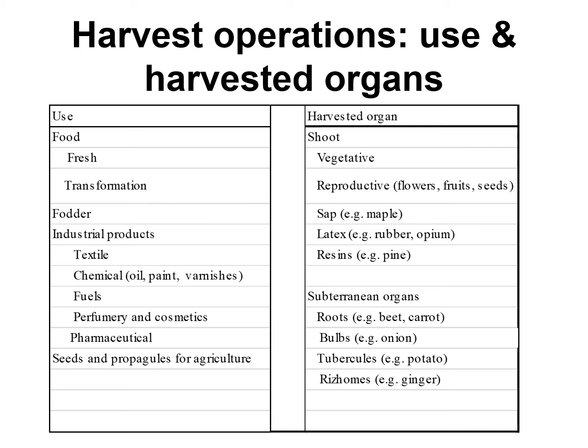In terms of the harvested organ, we might be collecting parts of the shoot that can be vegetative organs or reproductive organs, flowers, fruits, or seeds. And in some special cases, we might be collecting sap, like in maple, latex, like in rubber or opium, or resins, for instance, in pines. In the case of subterranean organs, we might be harvesting roots for beets or carrots, bulbs like onions or garlic, tubercules like potato, or rhizomes like ginger.